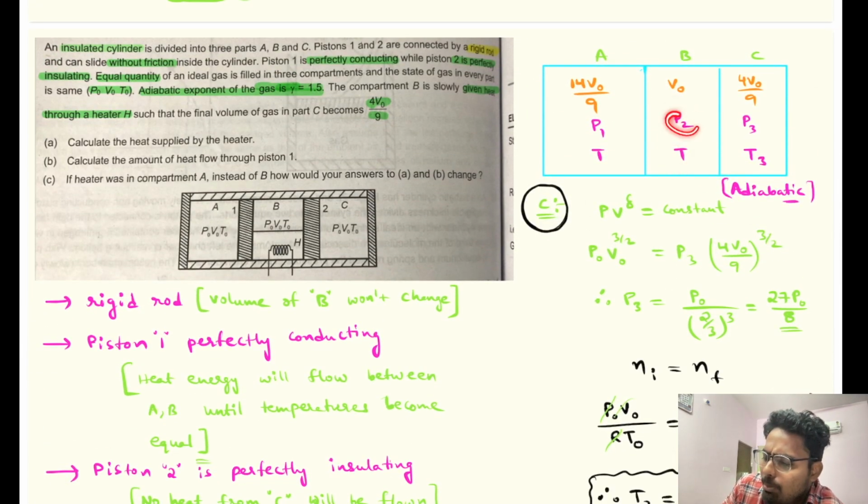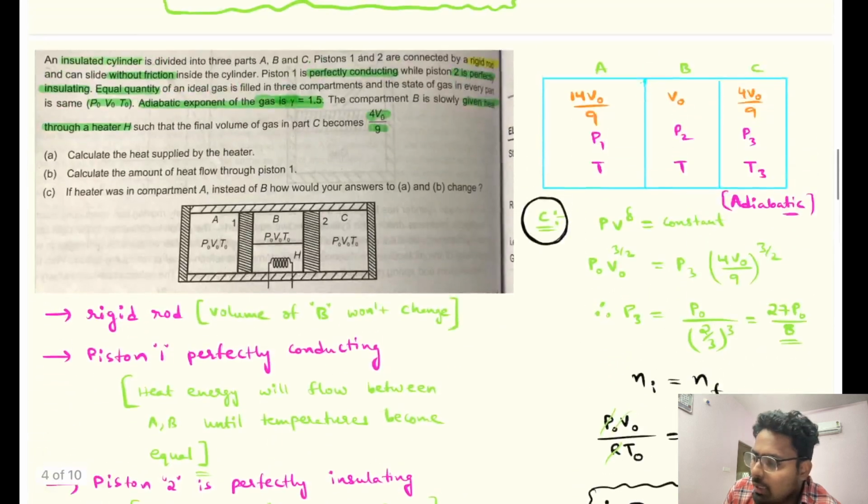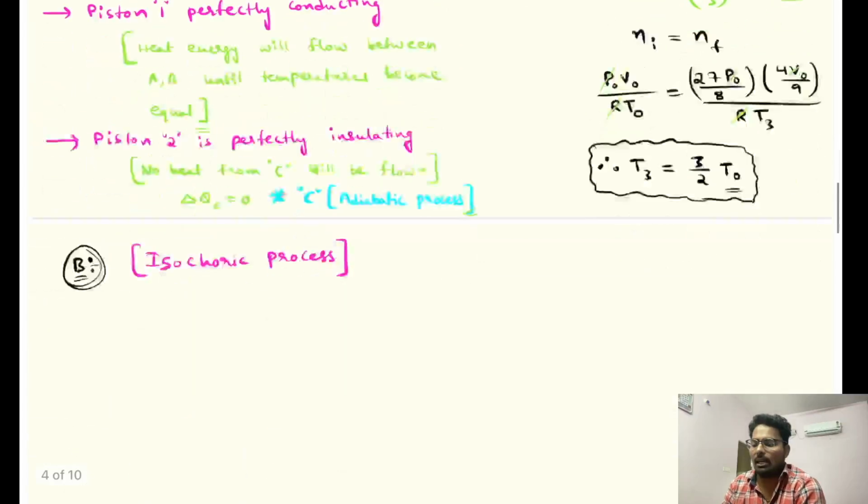As it is an isochoric process, I can find the relation between P2 and T, by considering the number of moles. But before that, let me write the value of delta Q over here. Obviously, as there is no change in volume, the isochoric work done will be 0. Then delta Q will be equal to delta U.